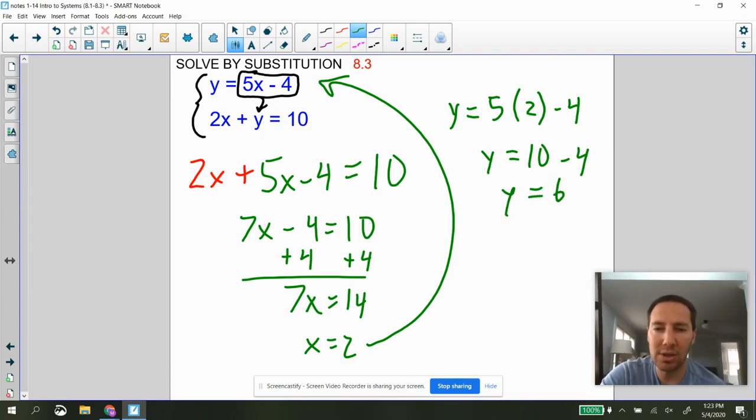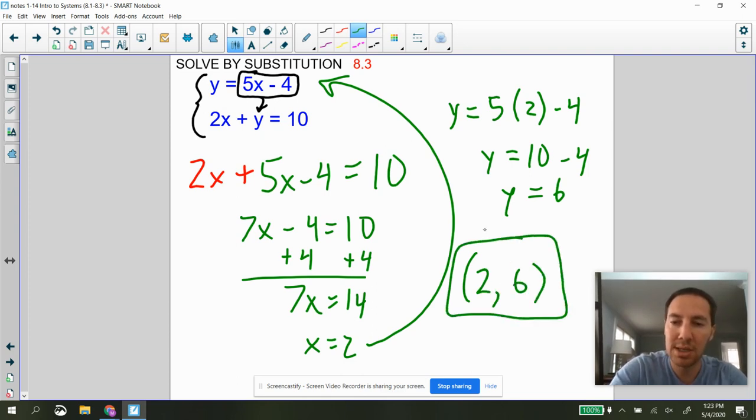And then just to make it look a little nicer, call me old fashioned, I want to write this as an ordered pair. So instead of just saying my answer is x equals 2, y equals 6, I'm going to write it as 2 comma 6. I'm going to put a little box around it, and your math teacher is happy. All right, try one on your own here.